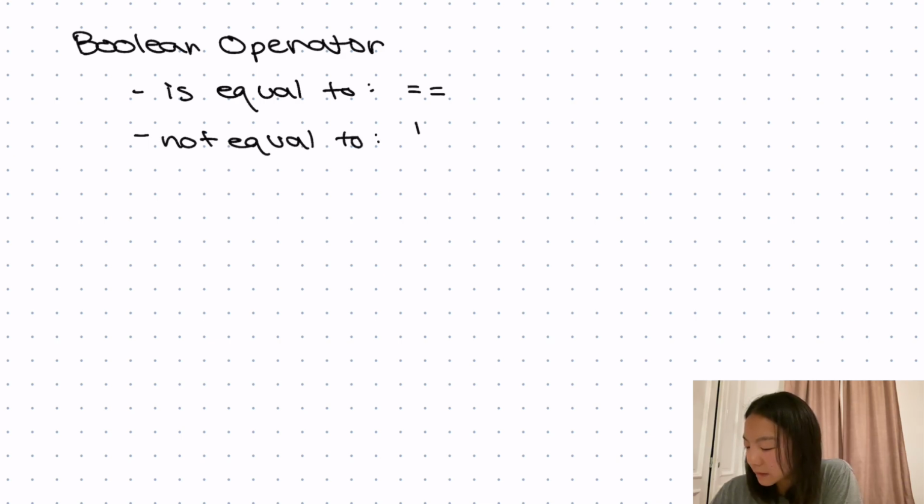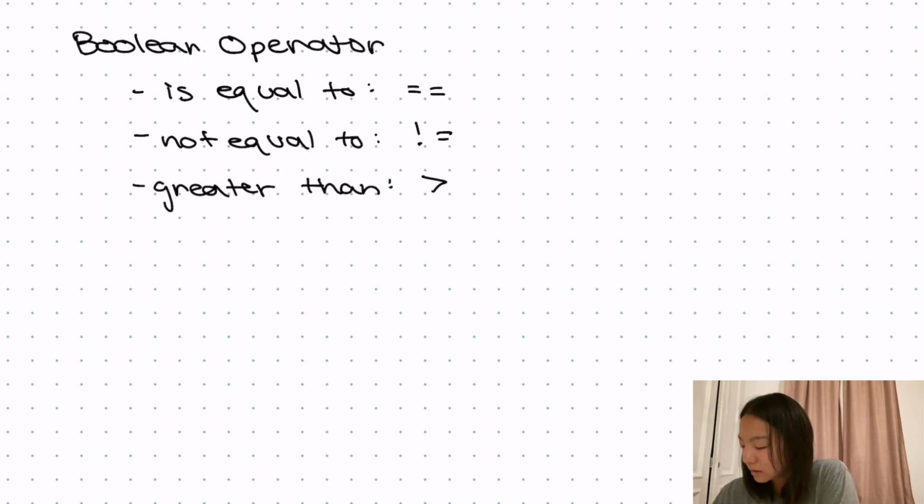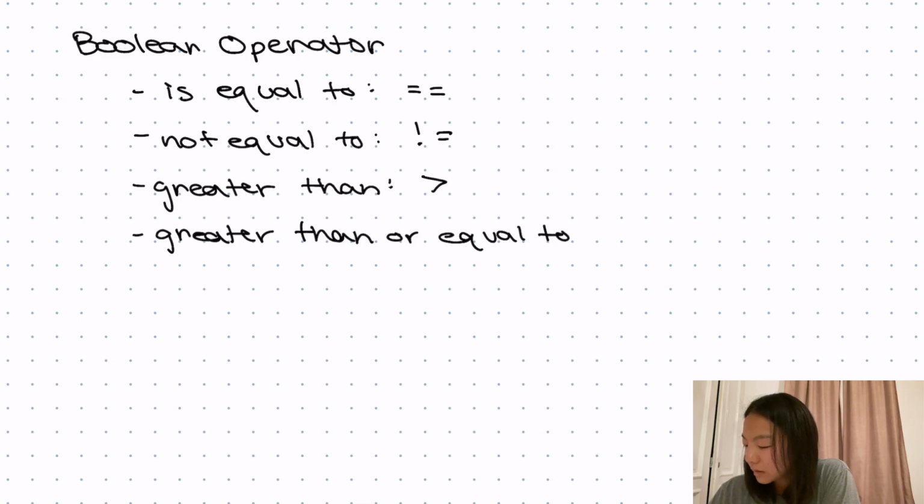Okay, so those are our Boolean operators. We have is equal to, and that would be this double equal sign. We have not equal to, and that would be this exclamation mark equal sign. We have greater than, which is this caret, greater than or equal to, and that's this caret plus this equal sign.